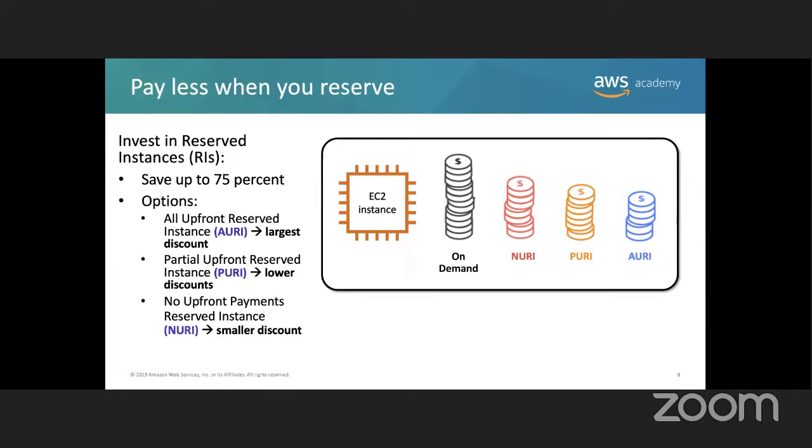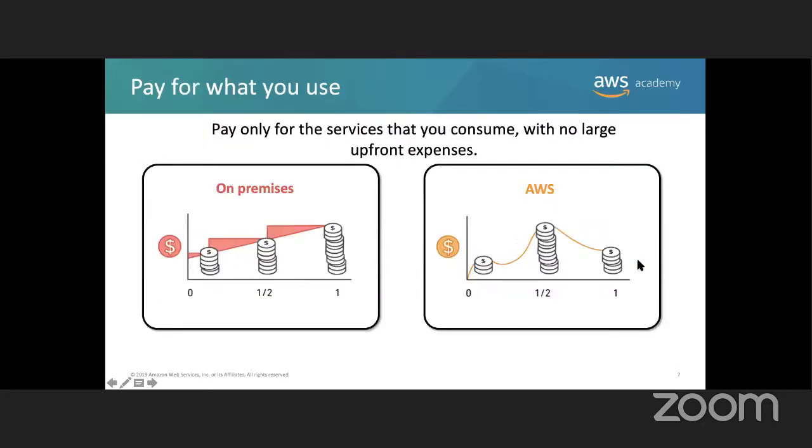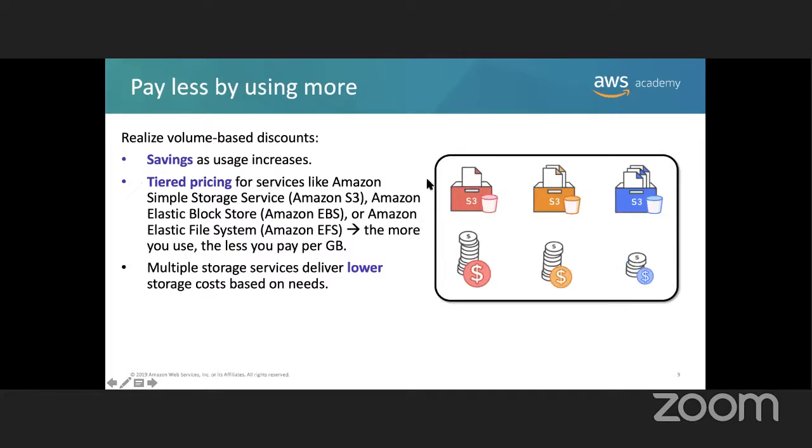The largest discount is the all upfront. The one in the middle is the partial upfront, and the least discount is no upfront. And you have here a graphic that gives you EC2 instances on demand, and then NURI, PURI, and ORI. Those are a short way to call them: no upfront, partial upfront, all upfront reserved instances. Okay.